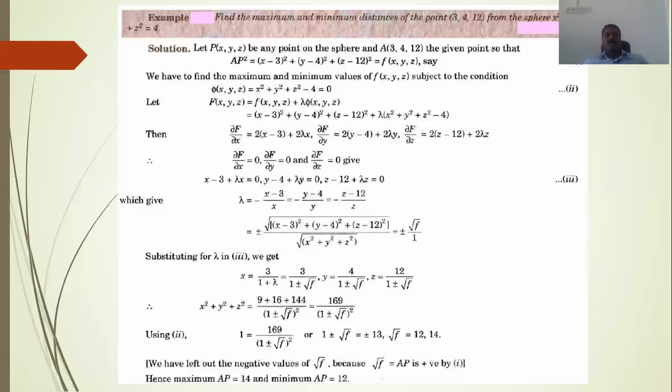Now plug into the constraint there, right? Then go through the algebra there. We know that the constraint is x square plus y square plus z square equal to 4. Solve that. And finally, you get root f equal to 12, 14. Okay. So the maximum is 14 and the minimum is 12.